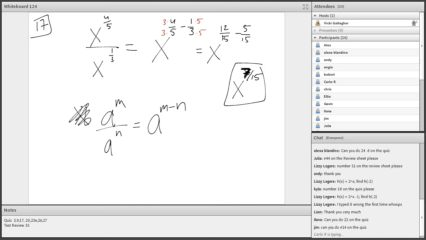Since we didn't tell you in the directions what format to write that in, you also could have written the 15th root of x to the 7th. That also would have been appropriate. And that's number 17.